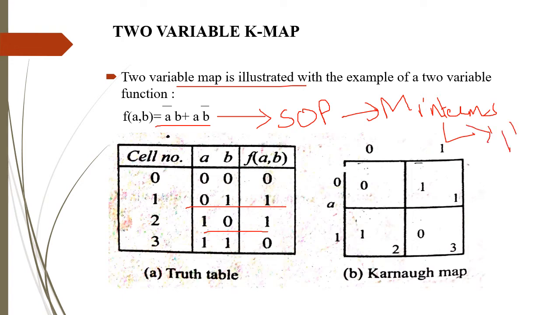Next you have to put these numbers in the K-map cells. So here one 1 corresponds to cell number 1 and one more 1 corresponds to cell number 2. So this is how you do a two variable K-map.